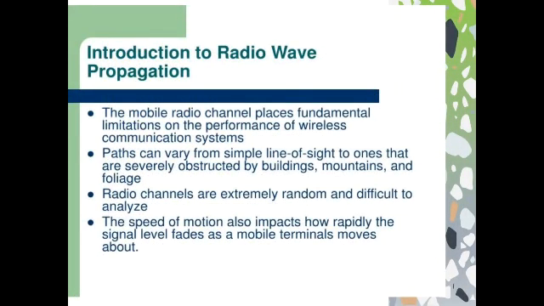Let me start with the introduction to radio wave propagation. The mobile radio channel places fundamental limitations on the performance of wireless communication. The paths can vary from simple line of sight to ones that are severely obstructed by buildings, mountains and foliage. So radio wave channels are extremely random and difficult to analyze. The speed of the motion also impacts how rapidly the signal level fades as mobile terminals move about.